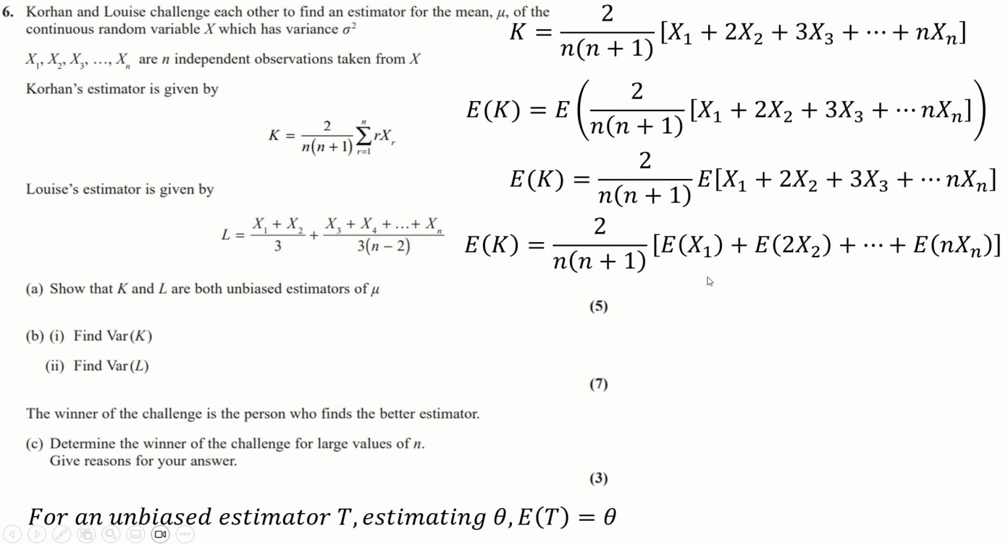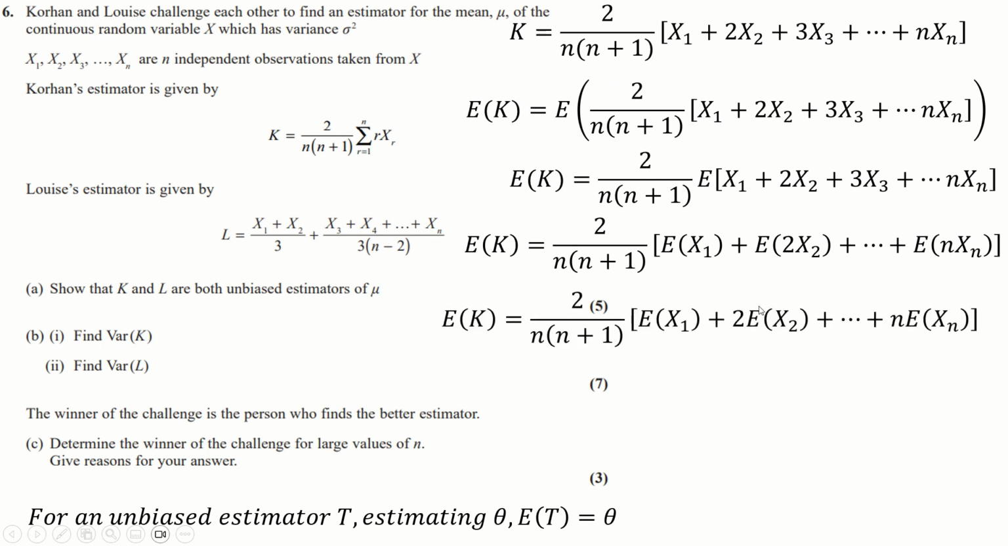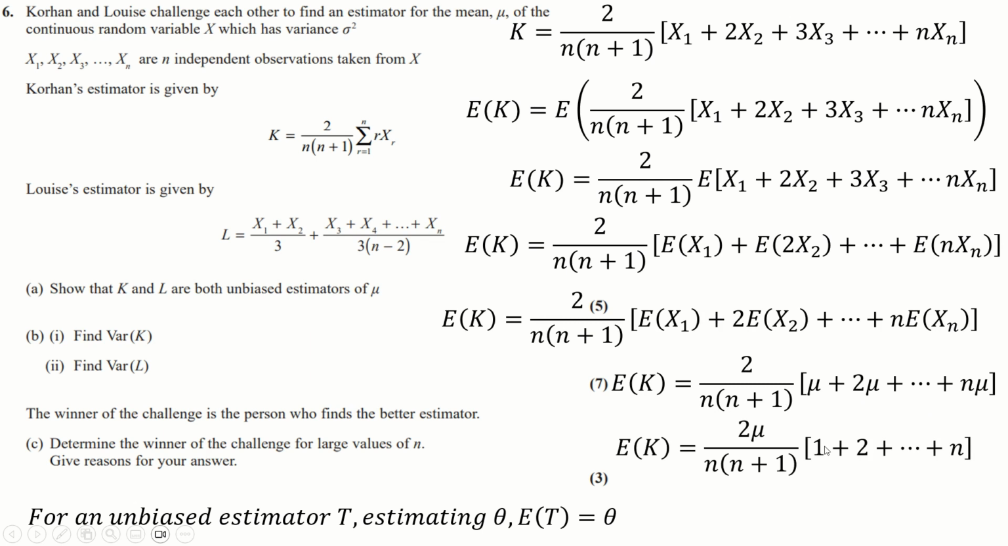This is a show that question, so we want to just try and write down all of our working as we do this. Of course, these are now also constants, so they can all come out to the front as well. We end up with this. And now E of x1 is just the expected value from the variable x, which is the mean mu. So we can replace all of these with mu's, and we end up with this. And now we can just say, well, the mu's can be factorized out here to leave us with this.